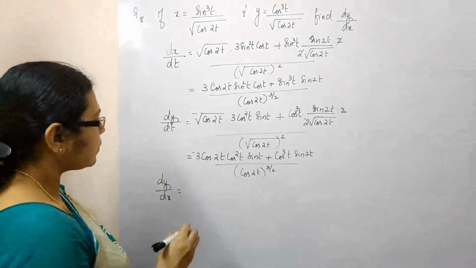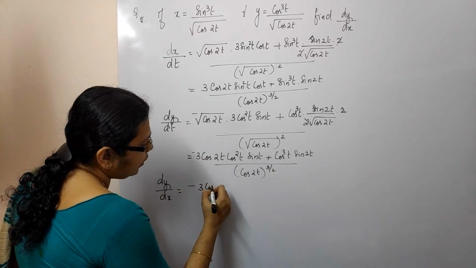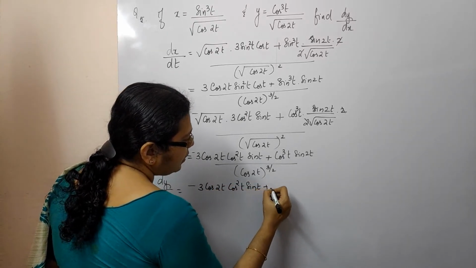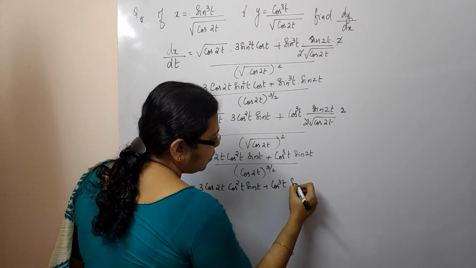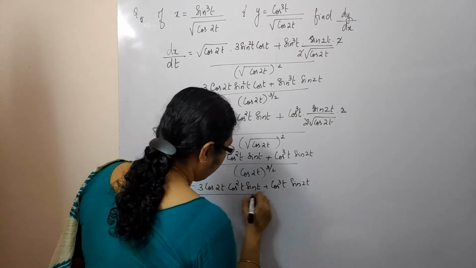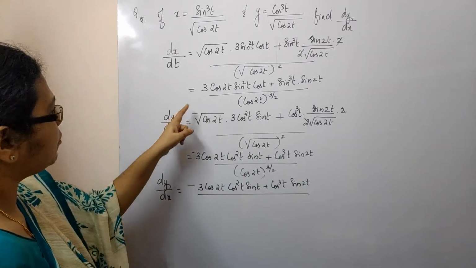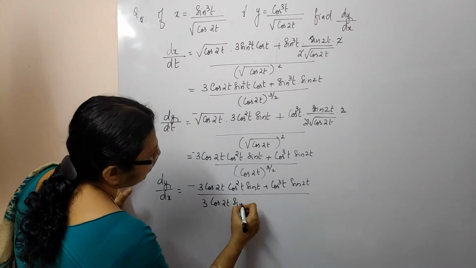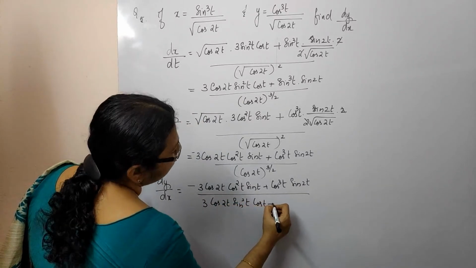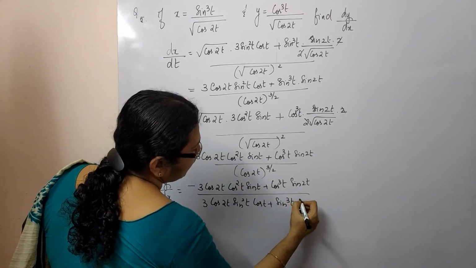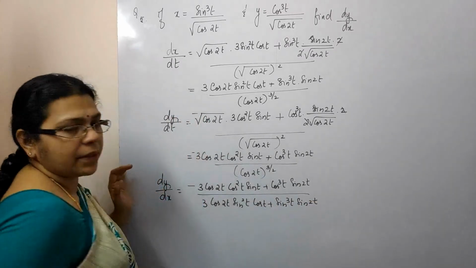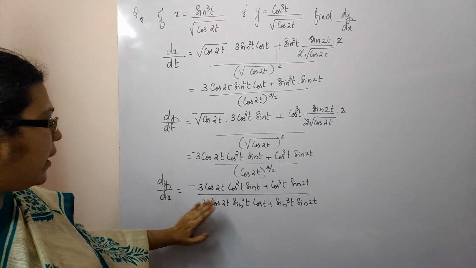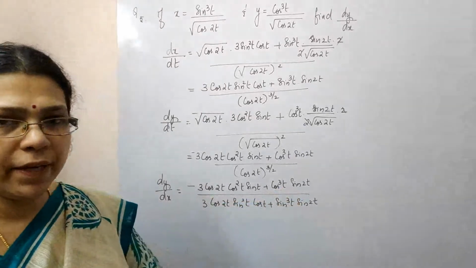Okay. So minus of 3 cos 2t into cos square t into sin t plus cos cube t into sin 2t divided by, what do I have? This expression 3 cos 2t sin square t cos t plus sin cube t into sin 2t. Am I clear? So now I have this again. This is the value of dy by dx. Now I am going to simplify this into its simplest form.